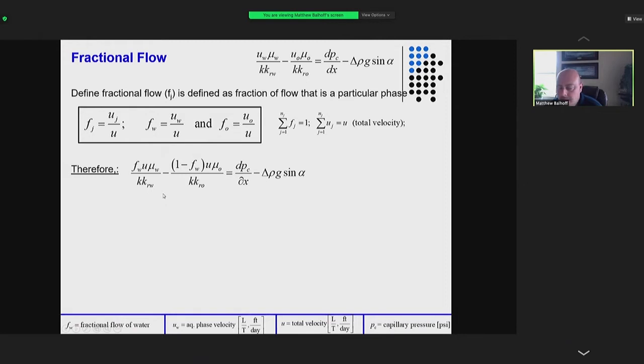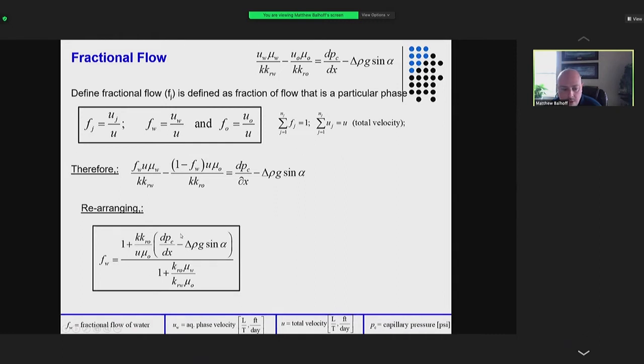And now this just becomes an algebra assignment. So if you don't quite follow what I show next, I recommend you spend 3 to 5 minutes after class just trying to take this equation and solving for f_w. But that's all it is. You group like terms, move f_w by itself, move everything over to the right-hand side, and what you get is an equation that looks like this. Okay. So the fractional flow of water is equal to 1 plus this permeability times relative permeability divided by velocity, viscosity times this capillary pressure gradient minus this gravity term, divided by 1 plus this term over here, which is actually what I'm going to refer to later as an inverse mobility ratio.